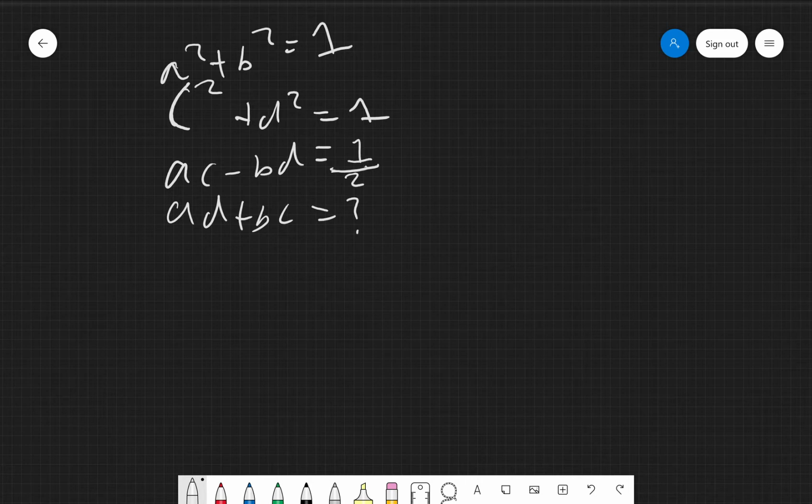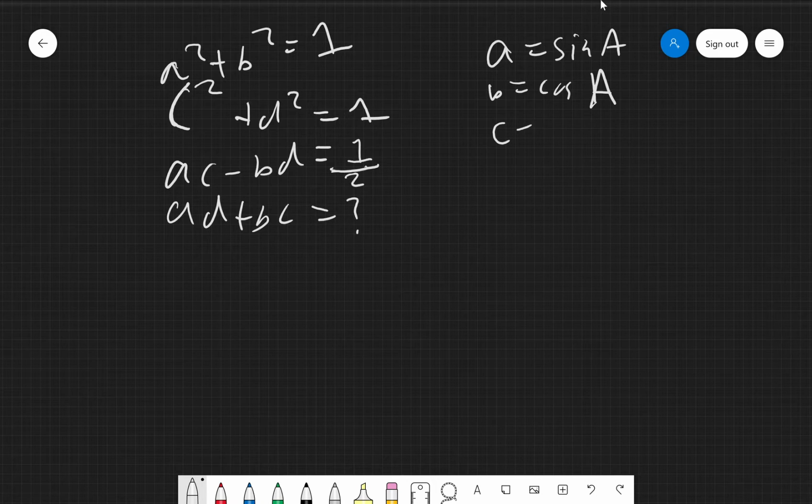Alright, so now, where I see the trig is that a squared plus b squared equals 1. That's what I first noticed because of the topic of trig, and I thought, oh, I have to use trig. So let's use trig. Let's say a equals sine of a, and then b equals cosine of a.